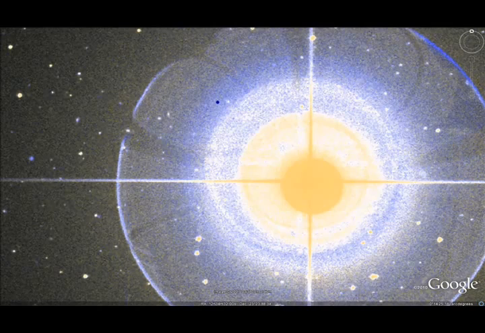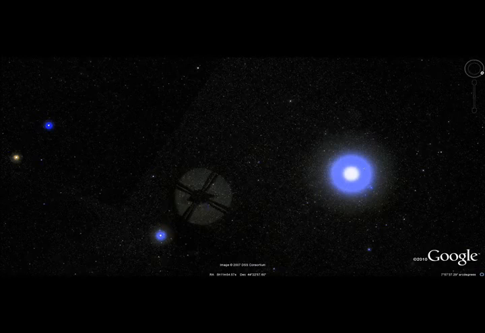Look at the corona of the sun. You can see the wobble of the sun. So they're right about the wobble, but they're wrong about seeing them with the naked eye in photographs.